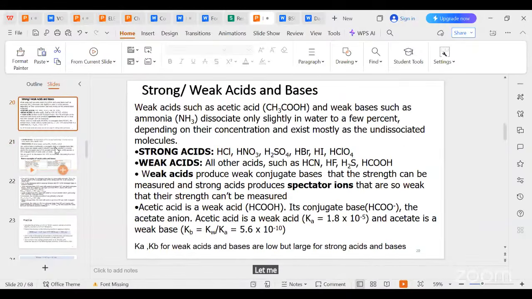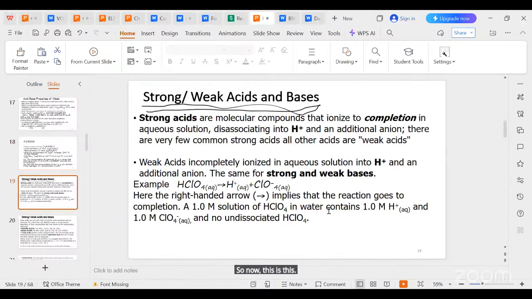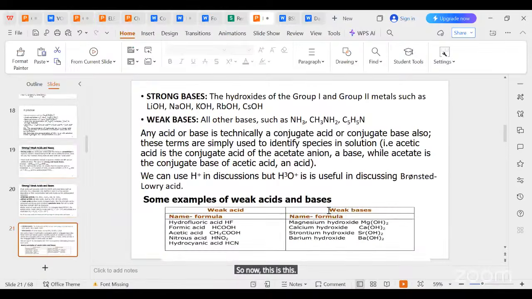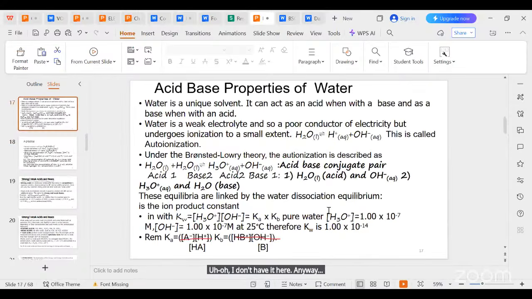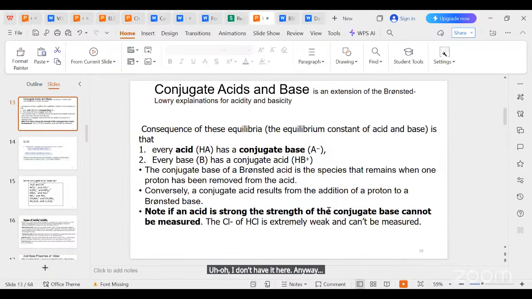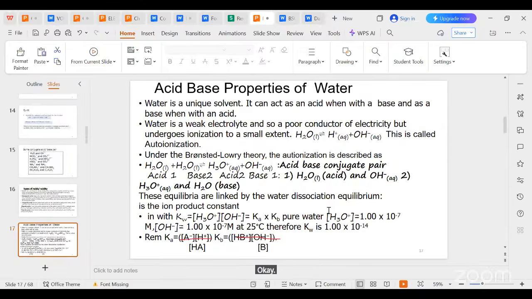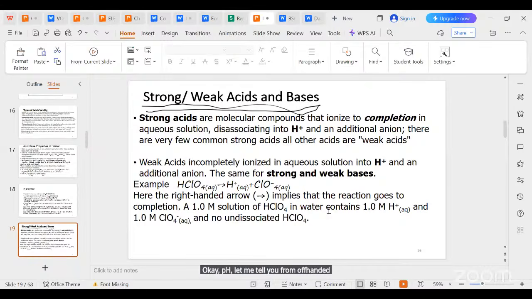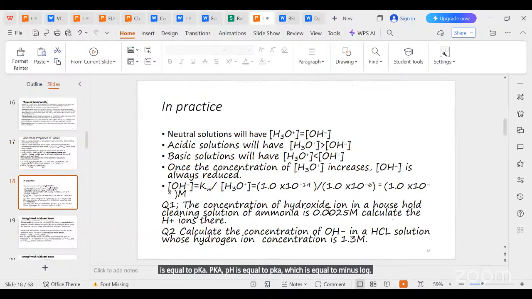Let me take you back to the equation. Okay, pH, let me tell you offhand then. pH is equal to pKa, which is equal to minus log the concentration of H, or your hydronium ion.